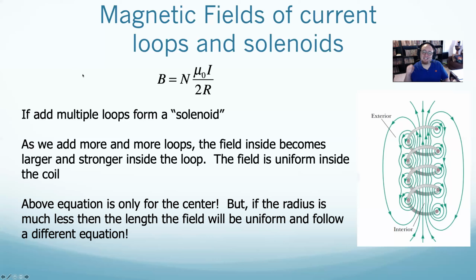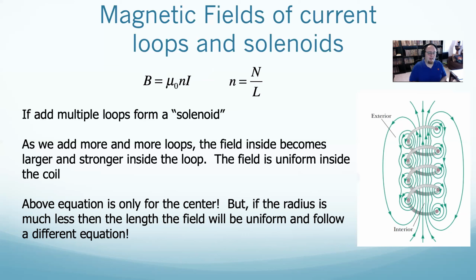And what happens is if the radius is much smaller than the length, the magnetic field becomes uniform inside. You can kind of see why on the picture to the right. It's not going to be just at the center; there will be a magnetic field everywhere inside. The magnetic field will be mu naught n I, where lowercase n is the number of turns per length, aka how many loops it makes in a set length.